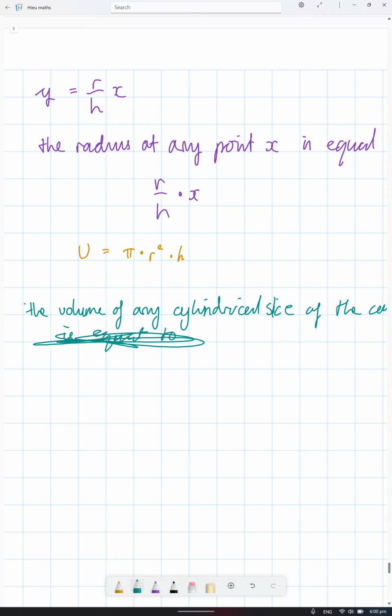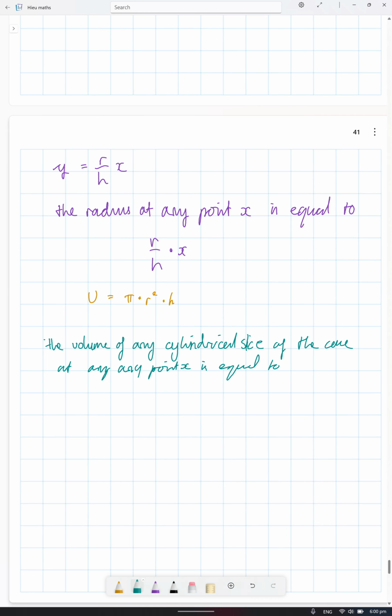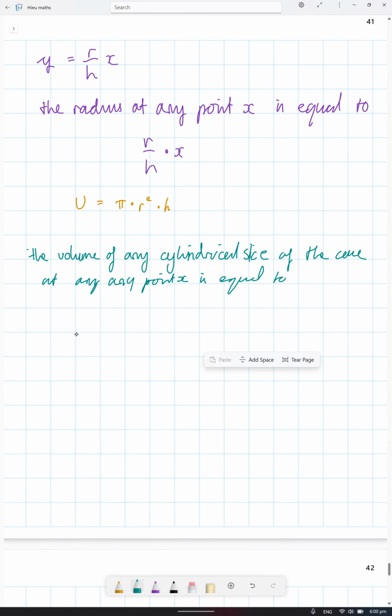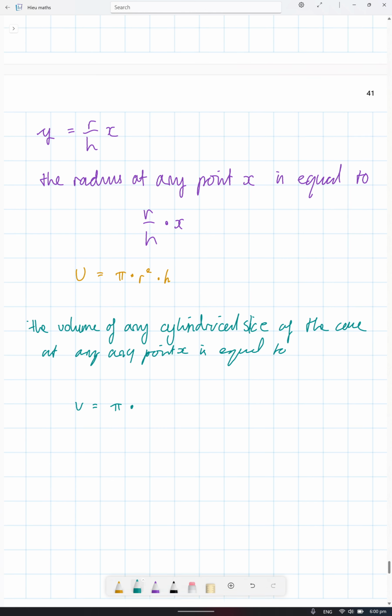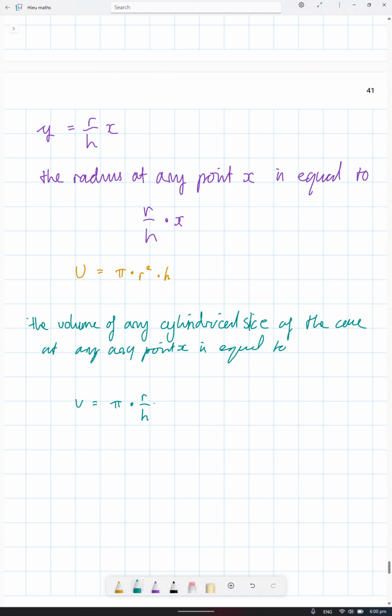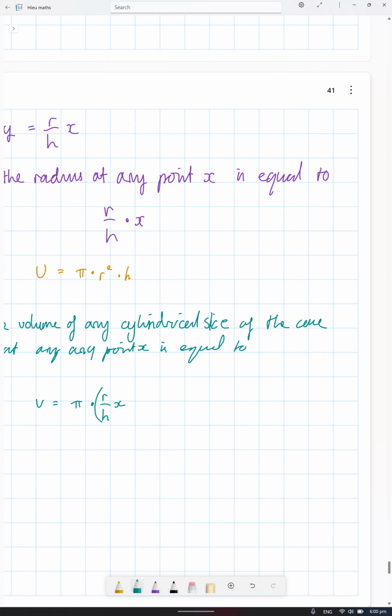Oh, I forgot to write, okay. At any point x, let's say that again: the volume of any cylindrical slice of the cone at any point x is equal to pi multiplied by the radius at that point x. The radius at that point x is given here, r over h multiplied by x, right? That's the radius, remember? The radius at any point x is equal to this.